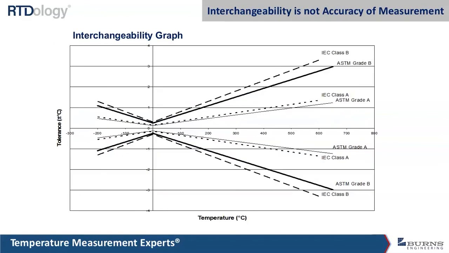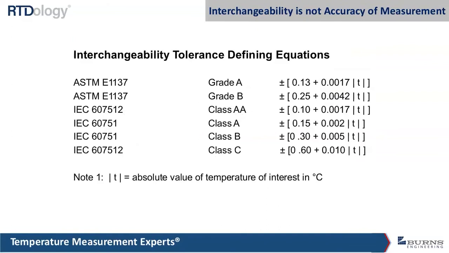If we look at it in graph form, you can see that at 0 degrees C, which is right here, that's where this interchangeability tolerance band is the most accurate. That's where the manufacturers trim the little platinum resistor to as close to 100 ohms as they can get. And these are the temperature bands. Now as you move away from 0 degrees C, the tolerance increases. And that's where a lot of the accuracy or uncertainty mistakes are made. We'll look at a couple of examples of how that happens.